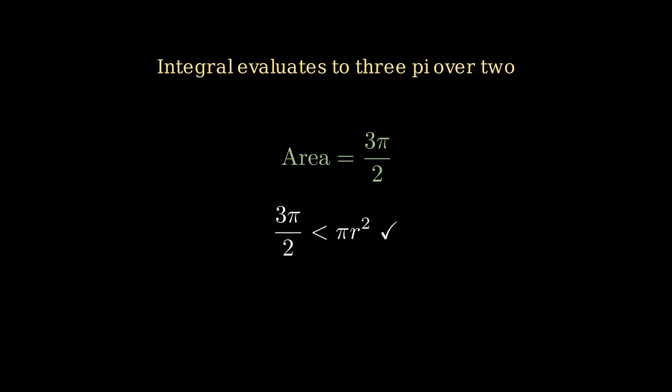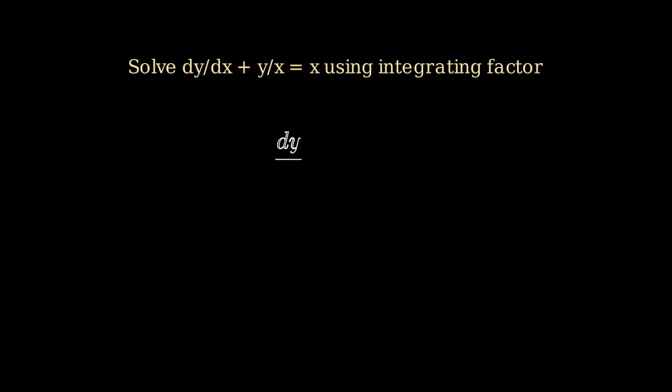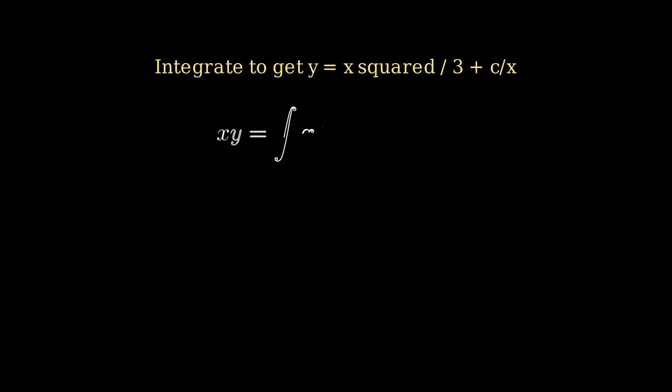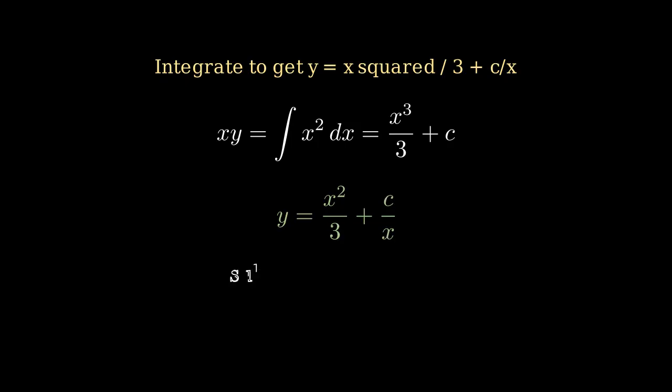Next, we solve the differential equation, dy by dx plus y over x equals x, using an integrating factor. The integrating factor is e to the integral of 1 over x dx, which equals x. Multiplying through by x and integrating gives x times y equals x cubed over 3 plus c, so y equals x squared over 3 plus c over x. Checking, differentiating this y and substituting back into the original equation confirms both sides are equal.